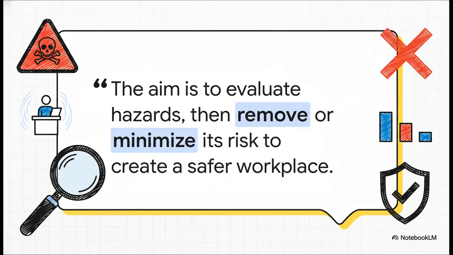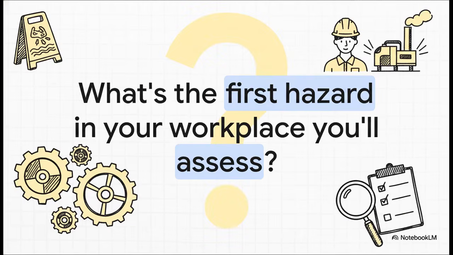When you boil it all down, this quote from the Canadian Centre for Occupational Health and Safety just says it all, doesn't it? The whole point of this exercise is to find the danger, figure out how bad it is, and then either get rid of it or shrink its risk down to as low as you possibly can. That's how you create a genuinely safer and healthier workplace. So there you have it. We've gone through the what, the why, and the how of risk assessment. You now have the complete framework from spotting a hazard all the way through to controlling it effectively.